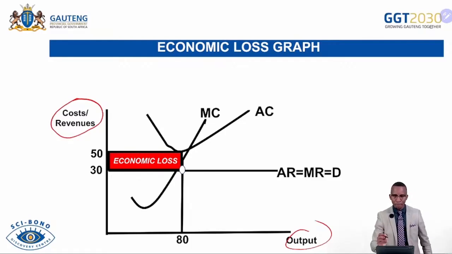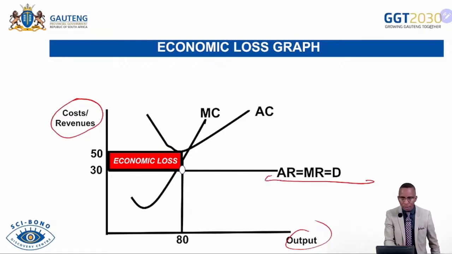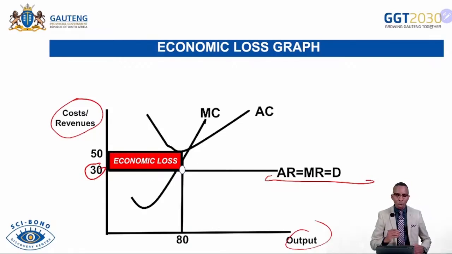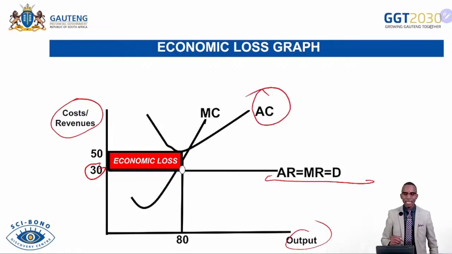Look at this. How much are our revenues? These are our revenues. So this means our revenues are equal to 30. All our revenues are along here. They are equal to 30. Then look at the cost. Our AC, where does it turn? It turns above our revenues. As our revenues are equal to 30, our costs are equal to 50.